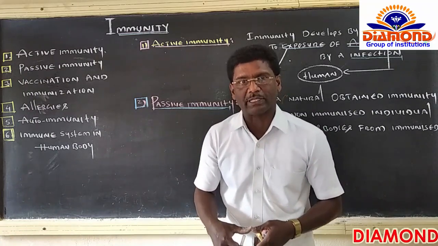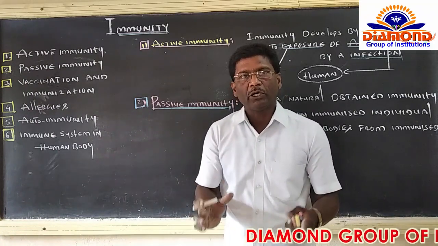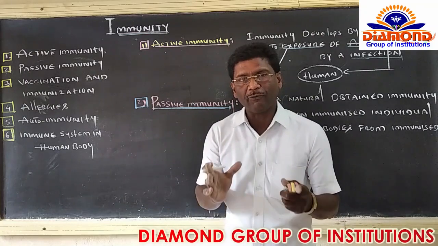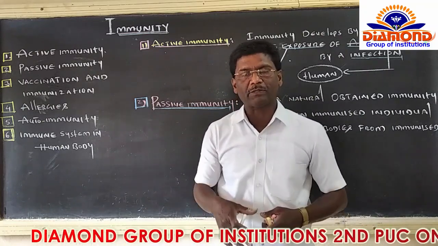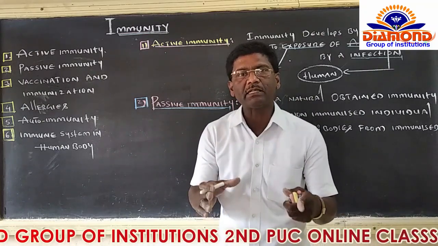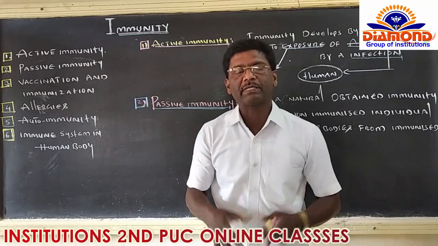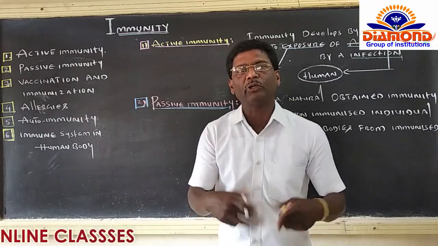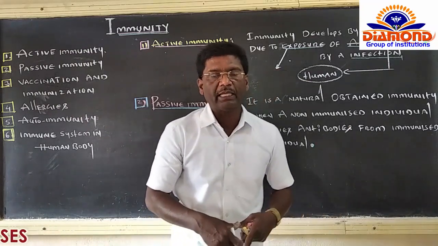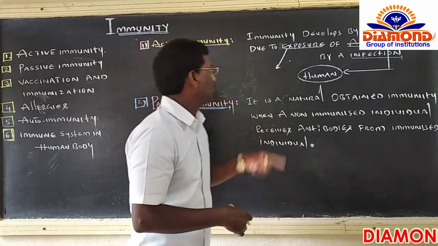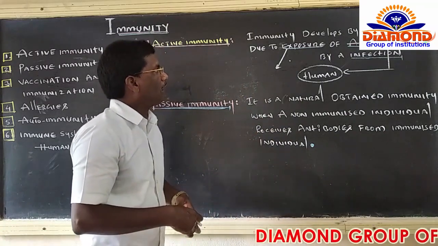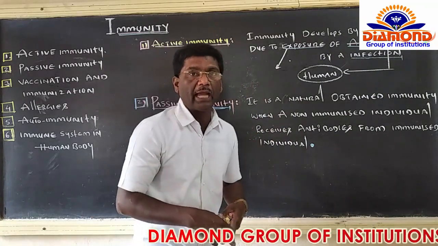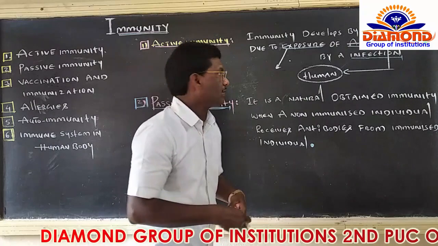All together at a time, they are going to attack the pathogens or microorganisms. That means what? Due to an infection of one microorganism into a human being's body, our immunity system is going to become active. Such kind of immunity is called active immunity. If you are going to say it in the form of a definition, it seems to be like this. Immunity develops or immunity activates. I can say activates also.